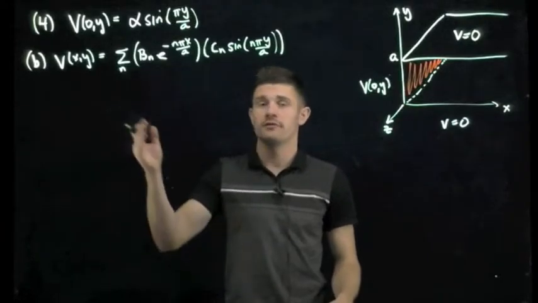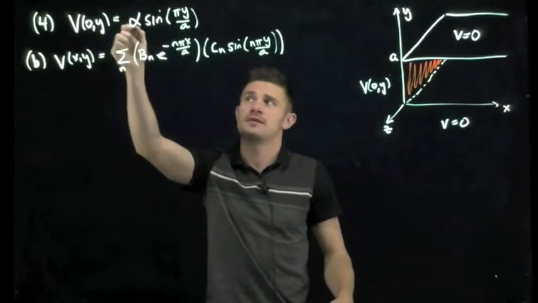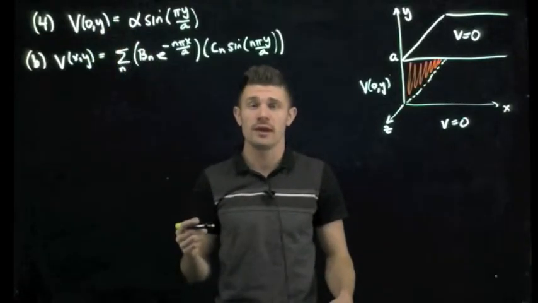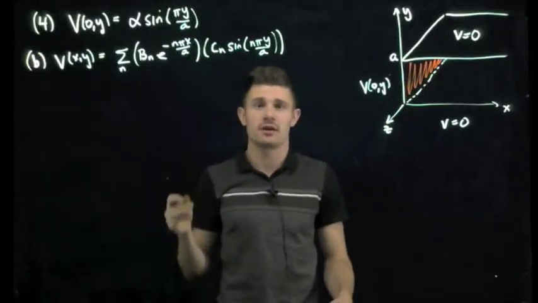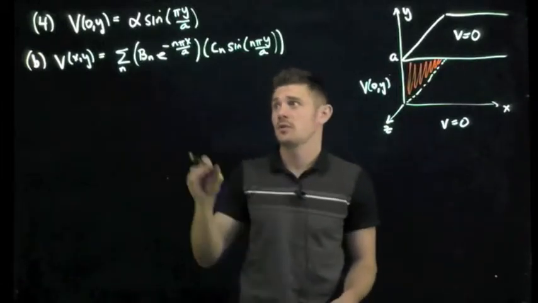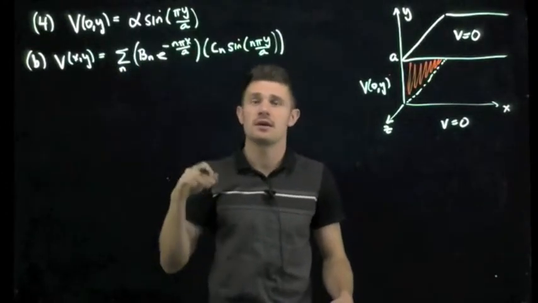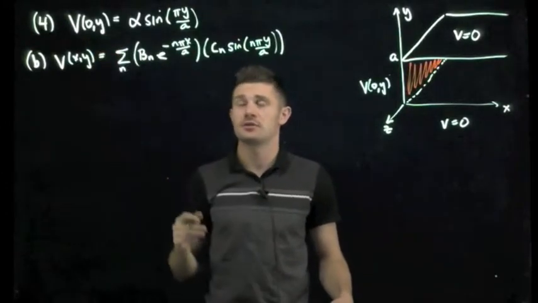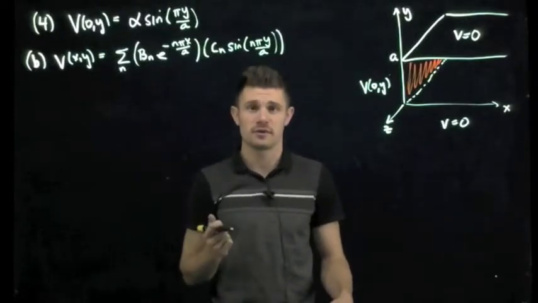Finally, part B of question 4 asks us to use our boundary condition at V0 of y equal to alpha sine of pi y over a in order to find the explicit expression for V of x, y for this setup. So we have here an infinite sum over all the coefficients bn and cn, and because of our boundary condition V0 of y, this is going to give us one exact solution for this problem.